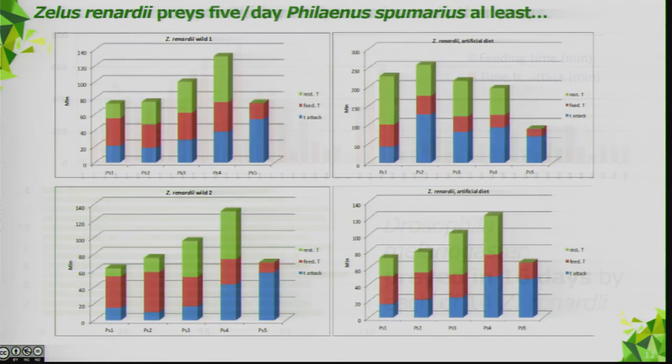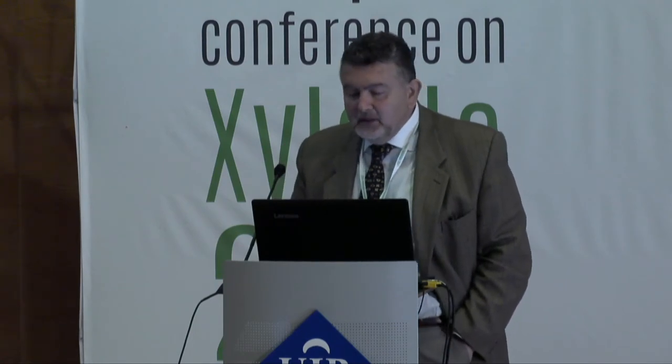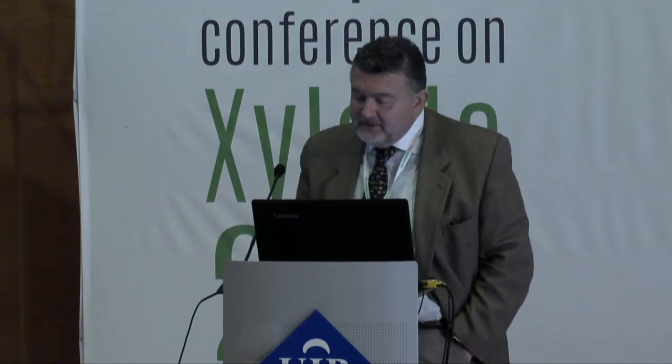This year we moved on to a more systematic experiment, and in 70 different experiments we offered 5 Philaenus per Zelus in order to measure time for feeding, time to attack, and time to rest. What we know today is that females prey considerably more than males. That is expected because females need time, proteins, need food to set up egg clusters. But both male and female are active enough. One more interesting feature is that there are individuals that prey much more than others.